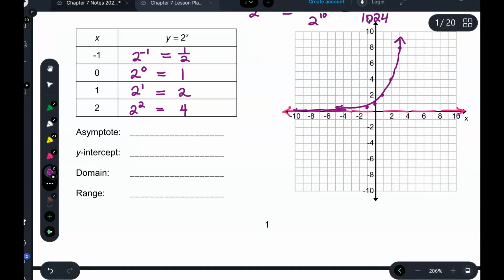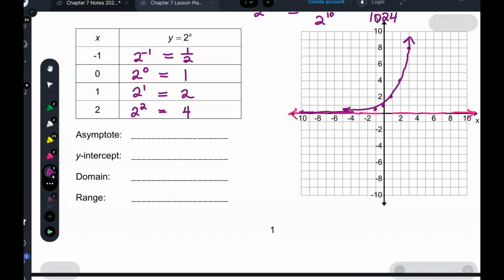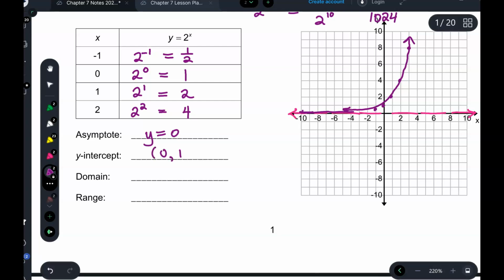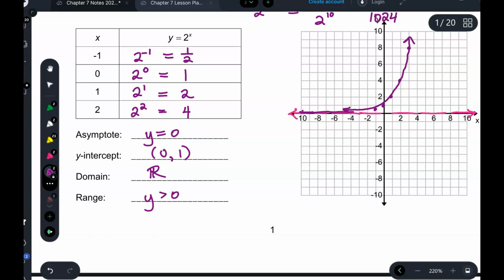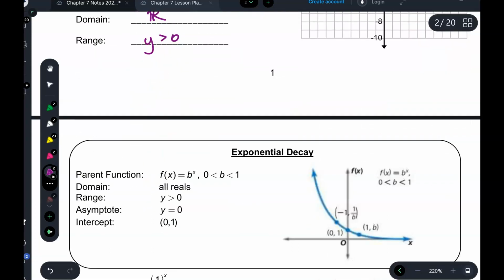All right, so let's fill in the characteristics here. The asymptote was y equals 0. Make sure you put y equals. They don't have horizontal or vertical asymptotes. What was the y-intercept? (0, 1). Make sure you write it as an ordered pair. Domain is easy, that's like a freebie point. And the range was y is greater than 0. Greater than, not greater than or equal to, even though it looks like it touches, it doesn't technically.